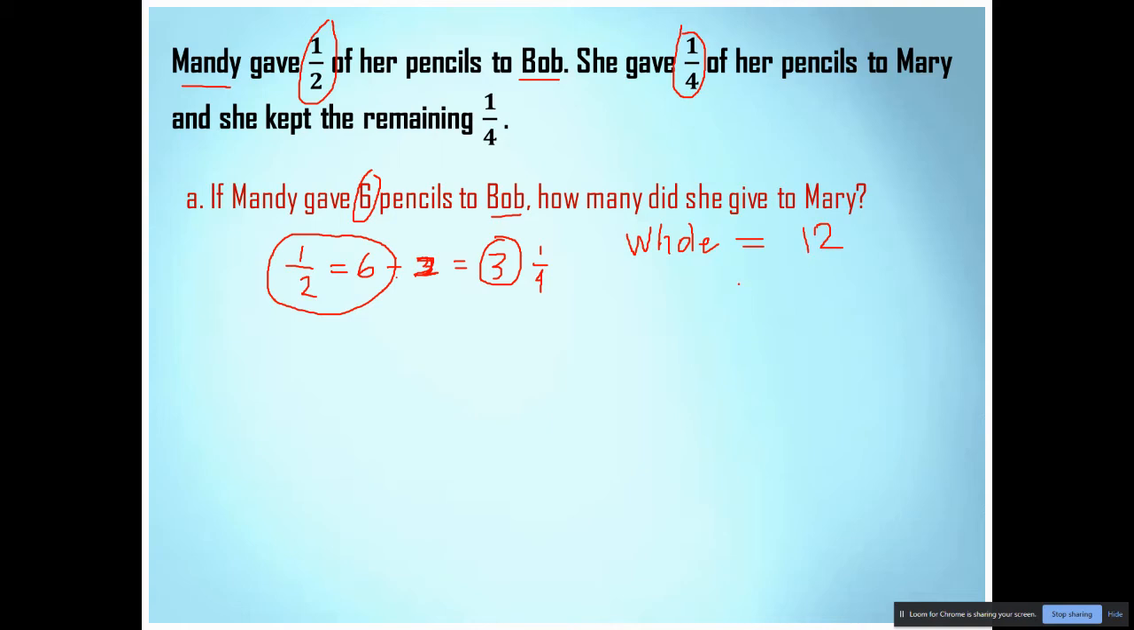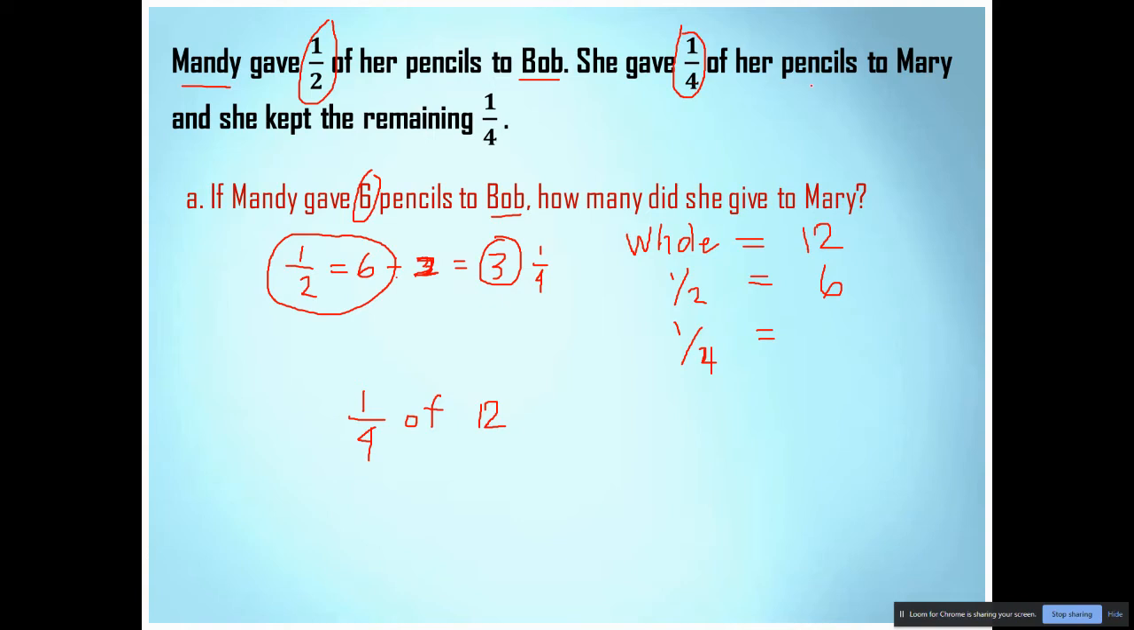And half of it was given to Bob, which is 6. How many did she give to Mary? How much is given to Mary? Given to Mary is 1/4, not 1/2, sorry. Okay, so the question is, what is 1/4 of 12? Oh, no, not 20, 12.